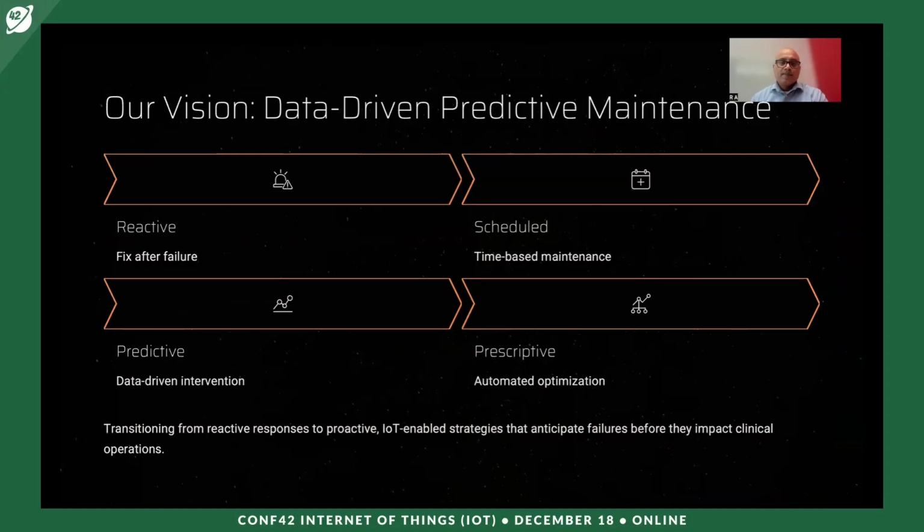So our vision is data-driven predictive maintenance. The reactive system fixes any medical device failure whenever it fails, then applies the fix, and also follows scheduled maintenance. Whereas our predictive process is a data-driven intervention with automated optimization. So we're transforming reactive responses into proactive ones through IoT-enabled strategies, and anticipating failures before they impact clinical operations.